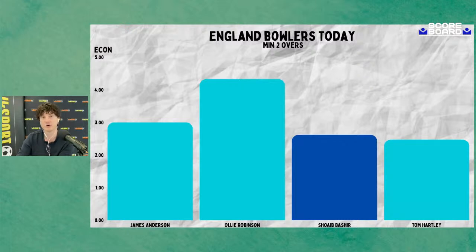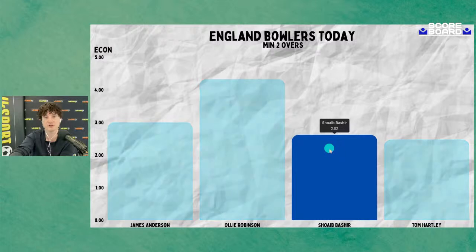I didn't think Tom Hartley was as accurate, but his best ball was a little bit better than Bashir's at times. But it was obviously Bashir who got the wickets. But, you know, to be a bowler who just hasn't bowled a lot in first-class cricket before, and be this economical, even with the wicket assisting you, I thought was a really good effort from him.